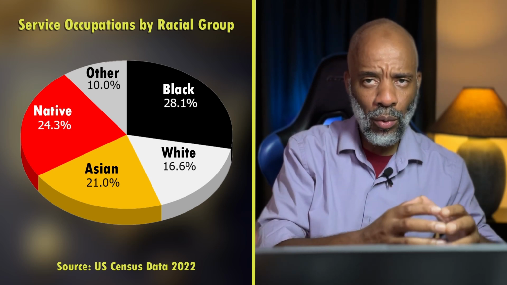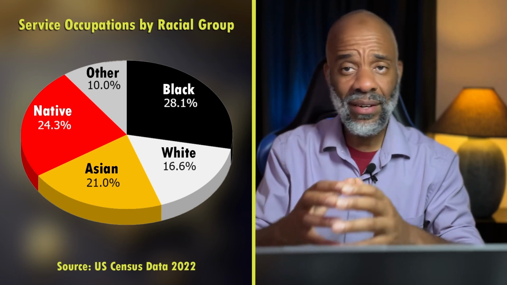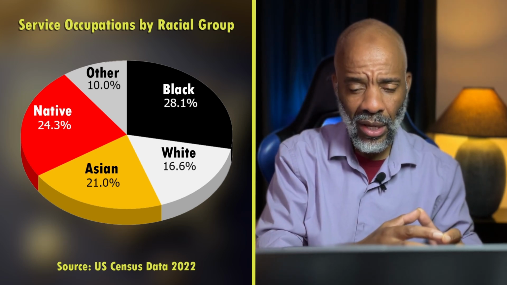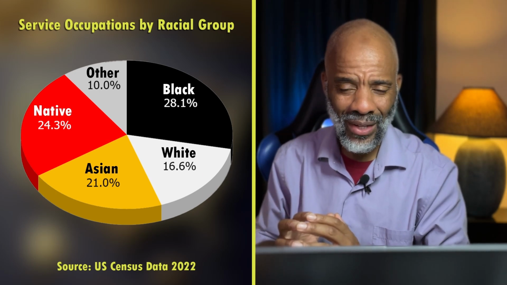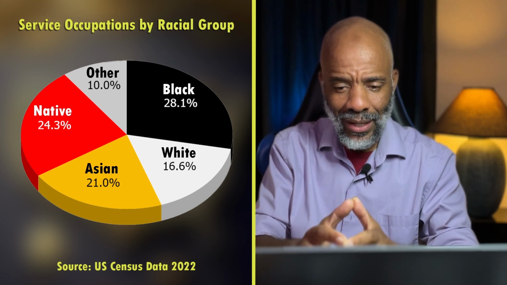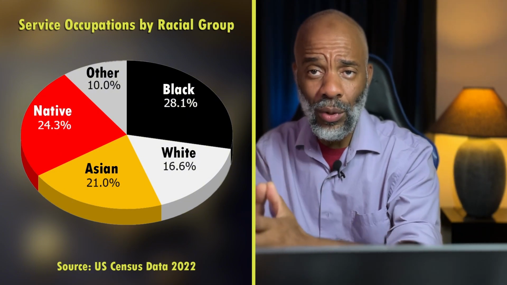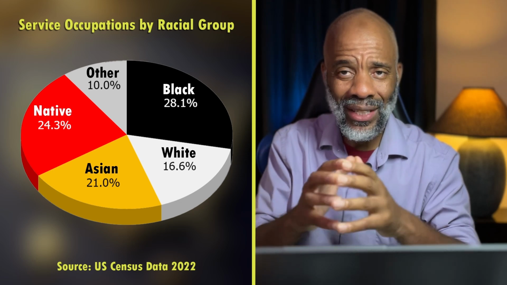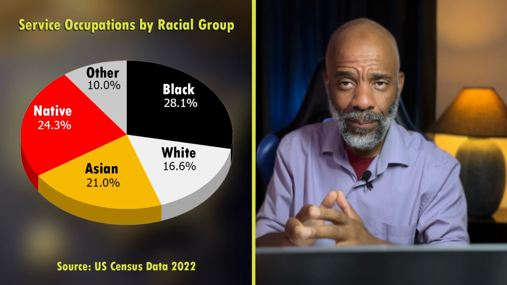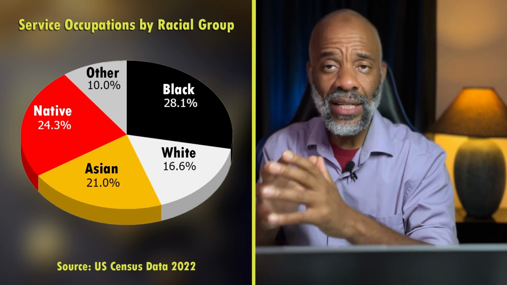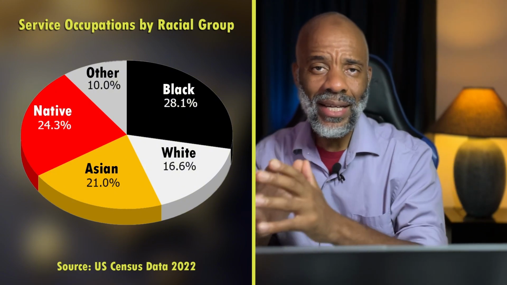So if foreign-born workers are more likely to be employed in service occupations than native-born Americans, then you can see clearly that in the black community, which I've already showed you is where immigrants tend to go in the first place and reside, the black community is not only going to be affected by immigration, it is going to be the most affected, okay, by immigration.